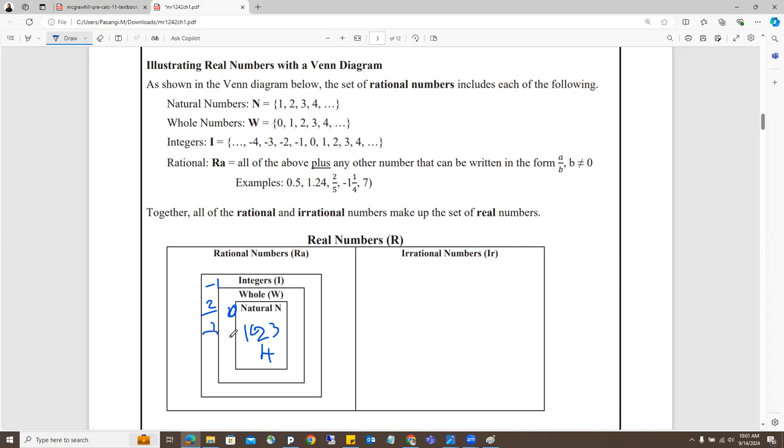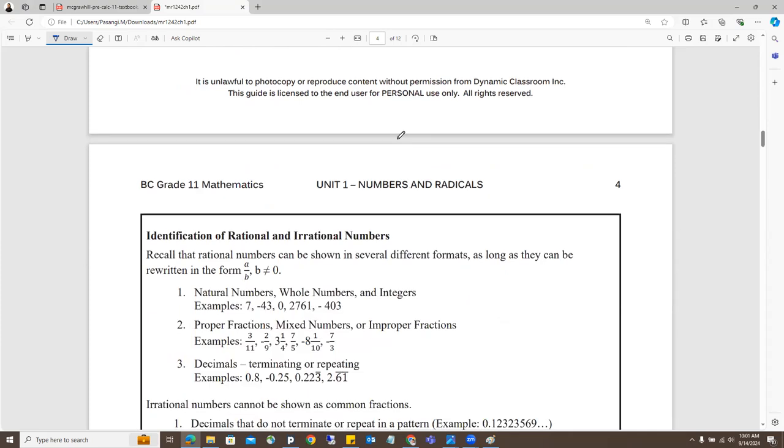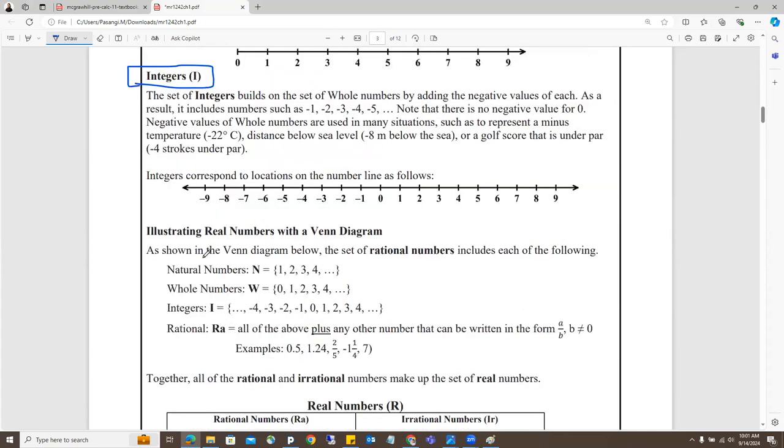Is it clear? Yes. Okay. Then what else do we have? I hope it's clear for you. What else do we have? That part is also clear, right? Okay, one more thing.